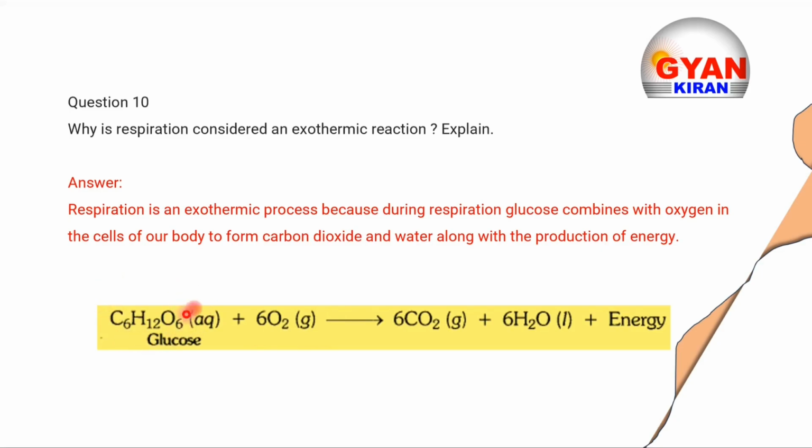What happens here? Glucose combines with oxygen and produces carbon dioxide, water, as well as energy. Energy is in the form of heat. So heat is liberated during respiration, and hence we consider respiration an exothermic reaction.